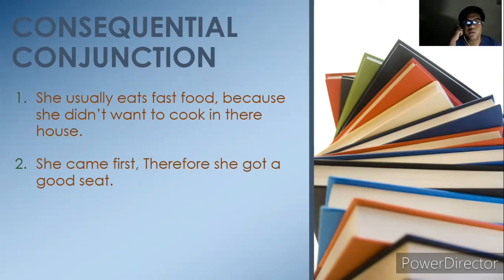So the consequential conjunction used is the word because, which shows a reason behind the sentence. And next is, she came first, therefore she got a good seat. So the consequential conjunction used here is the word therefore. So it has the reason behind the sentence used. So next, that's all for this.